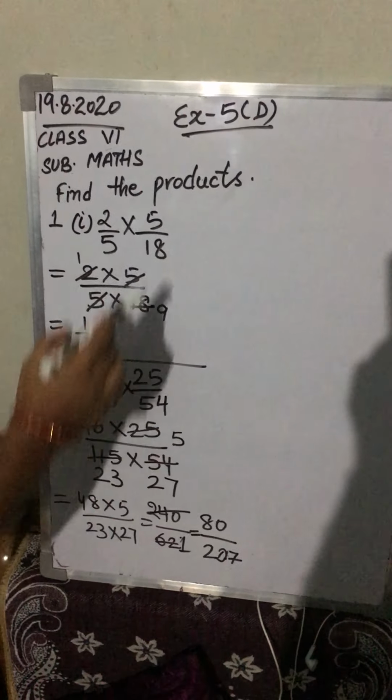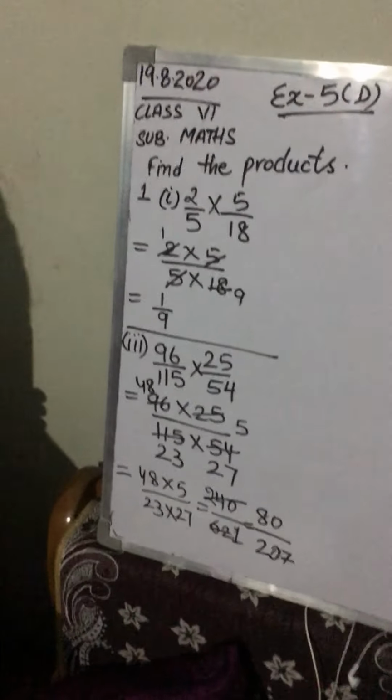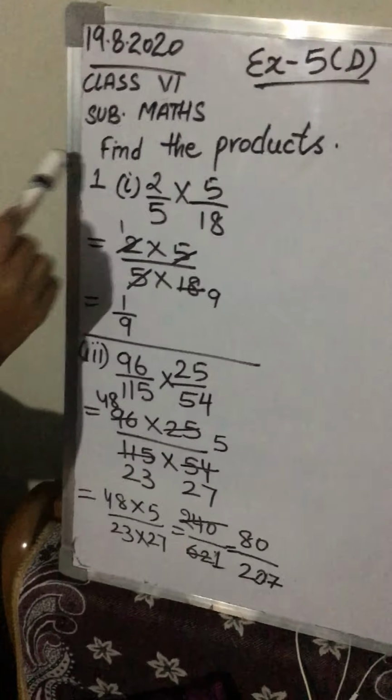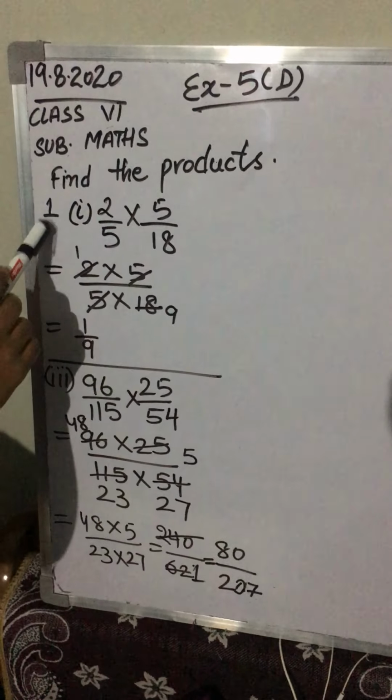Children, today I am going to explain you exercise 5D. Okay. See, children, it's question number 1. Find the product. It's question number 1, first part.